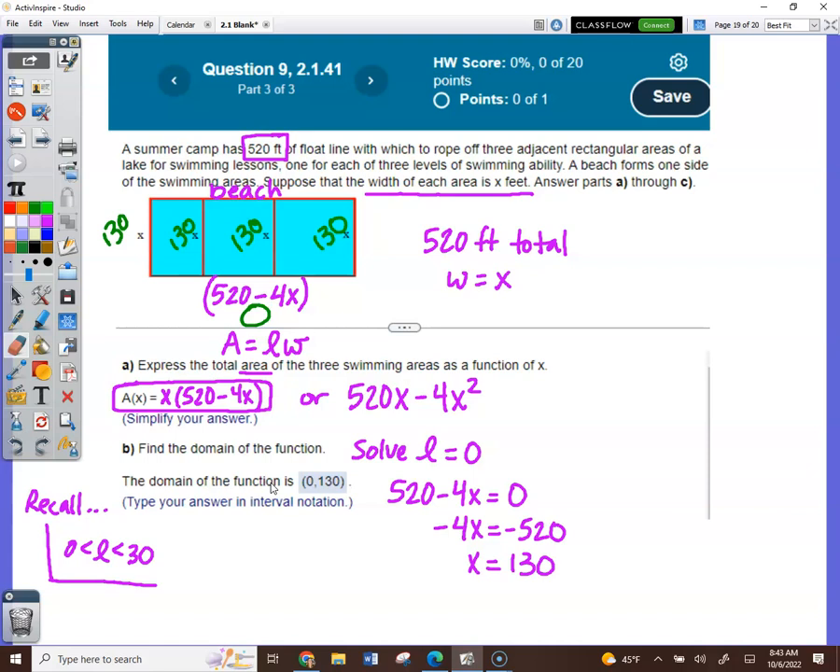So these problems are always the same. They might change the scenario: swimming pool, rose garden, corner of an office. I'm trying to think.